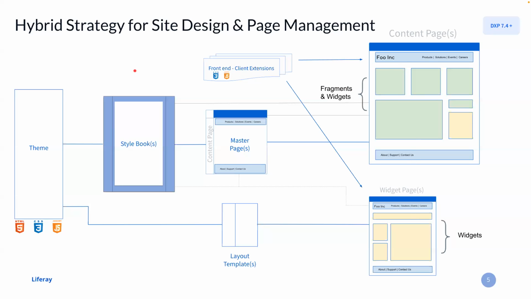This is the hybrid layout, and I say hybrid because in 7.3 and 7.4 you have this nice natural flow from the theme providing the tokens to style books, to master pages, to then being able to use these on content pages within your fragments. But we can still use style books and master pages on a widget page.